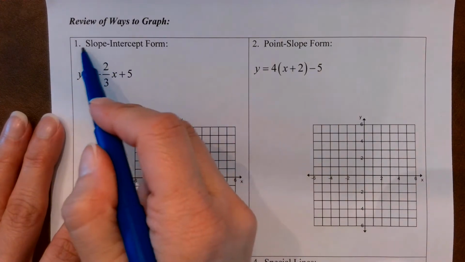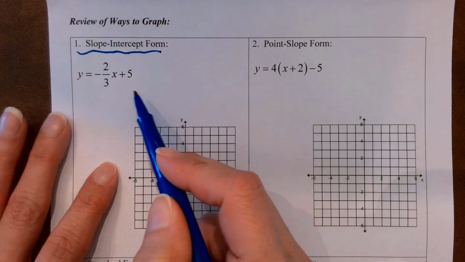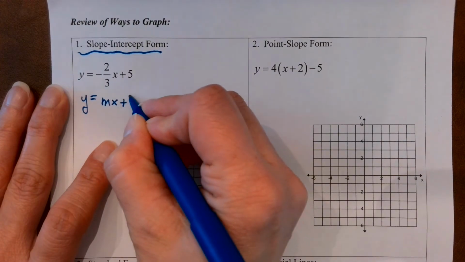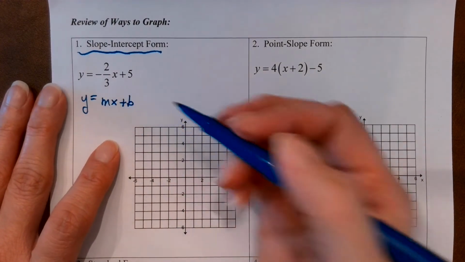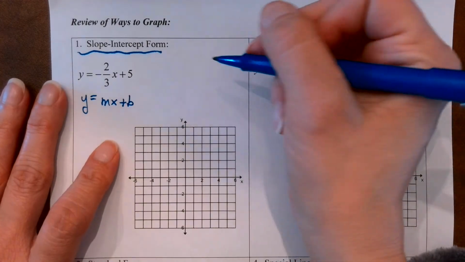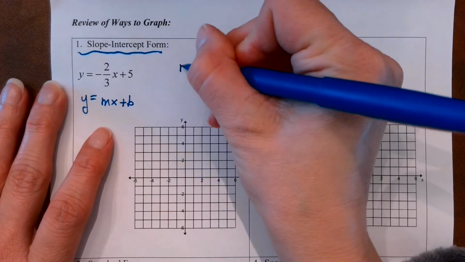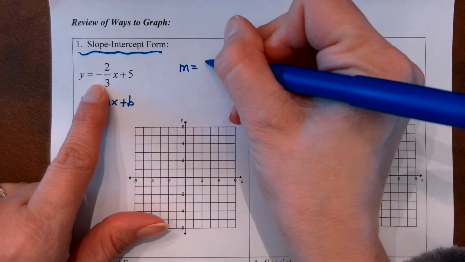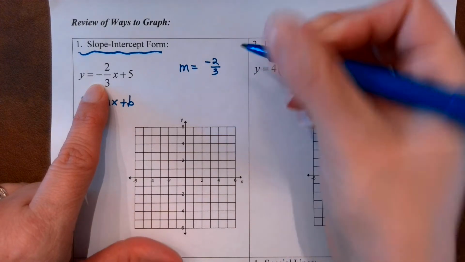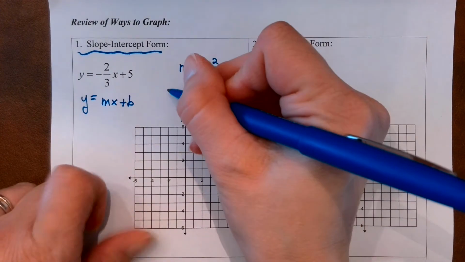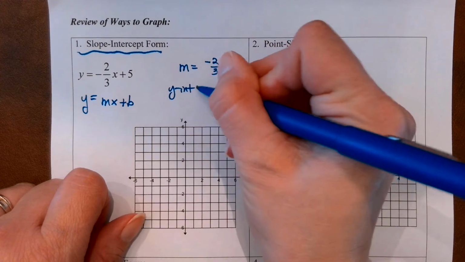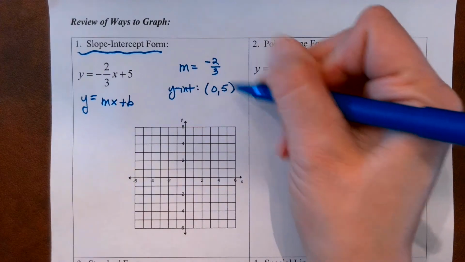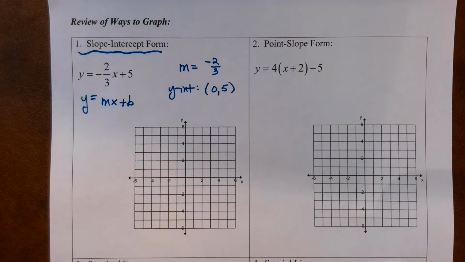So the first form is called slope-intercept form, and it looks like y equals mx plus b. When you're in this form, there's 2 key features that it tells you. The first thing is the slope. The slope is always in front of the x, so that's going to be negative 2/3. And the other key feature that it tells you is the y-intercept. The y-intercept is 0, 5. If you have these 2 key features, you can easily graph.